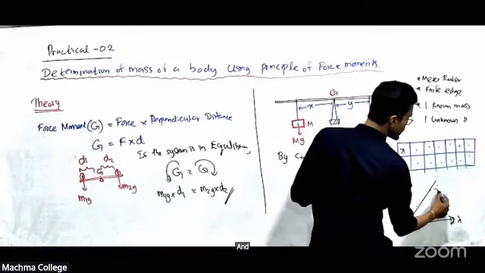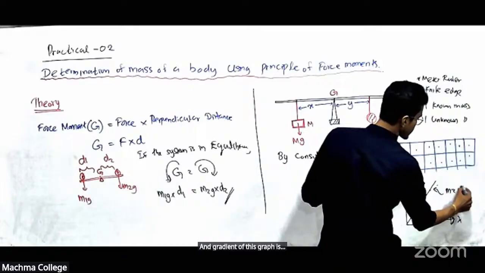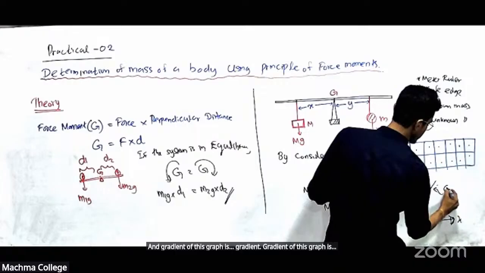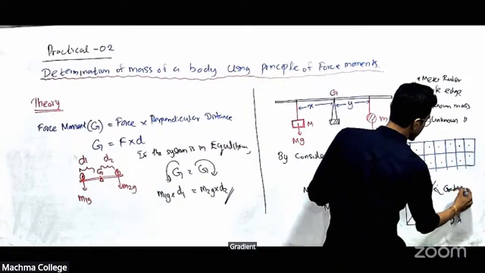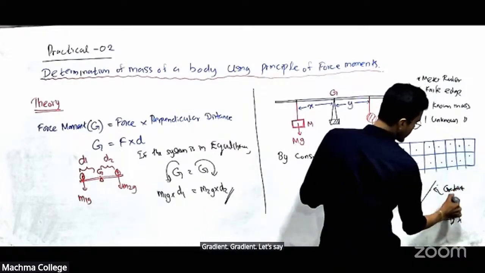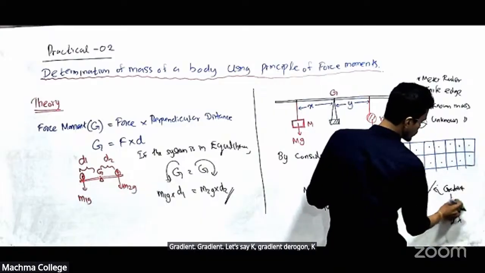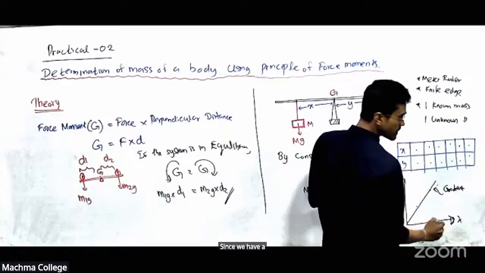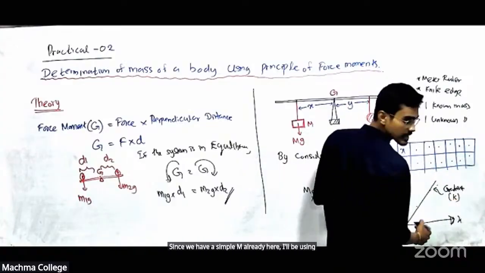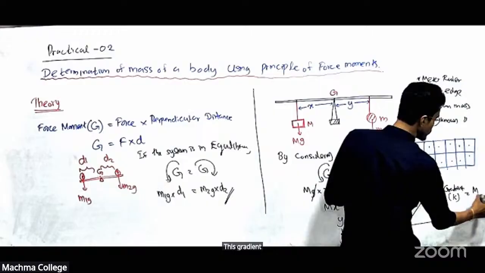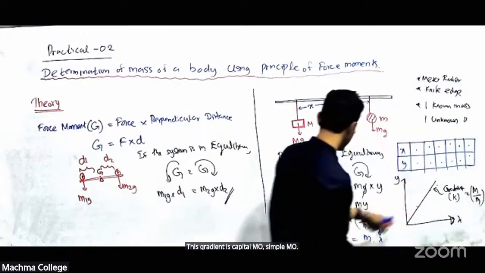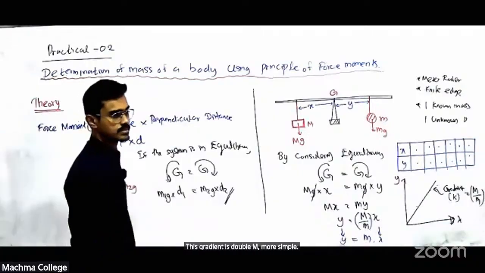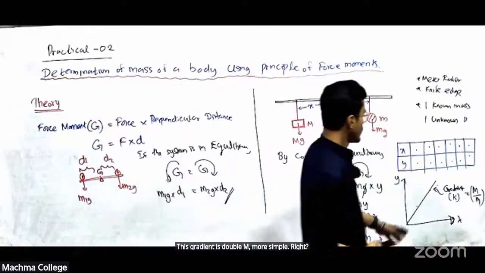And the gradient of this graph is, let's say k. Usually we use simple m for gradients. Since we have a simple m already here, I'll be using k for this gradient. This gradient is capital M over simple m. That is what is coming from here. Right? Okay.